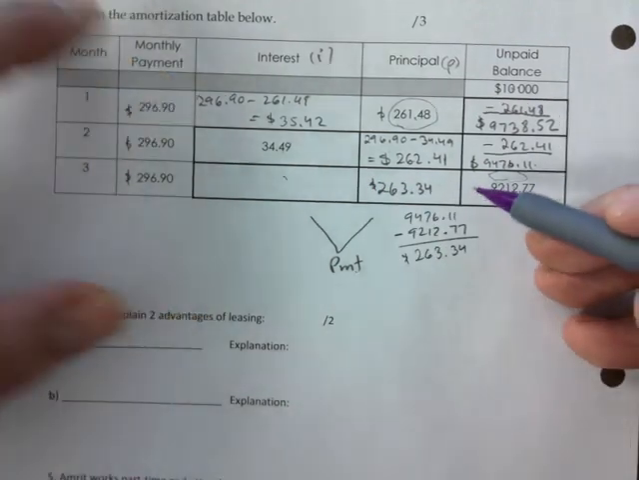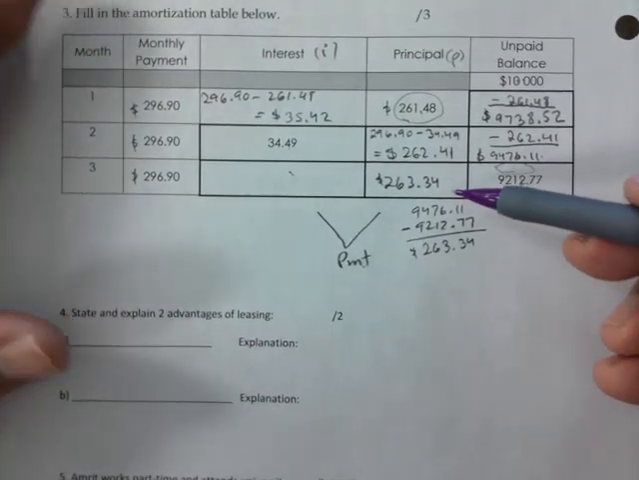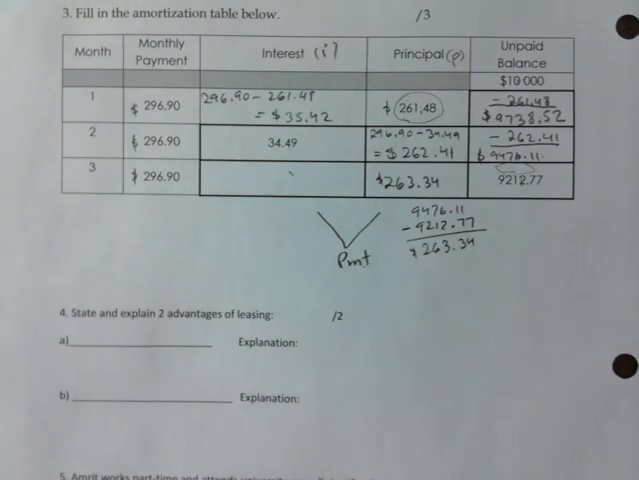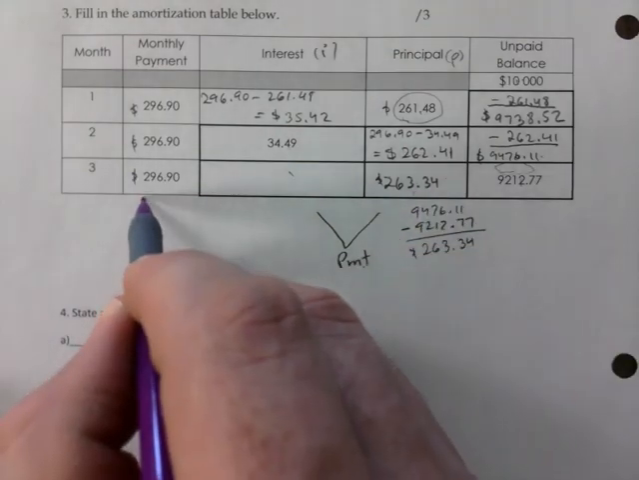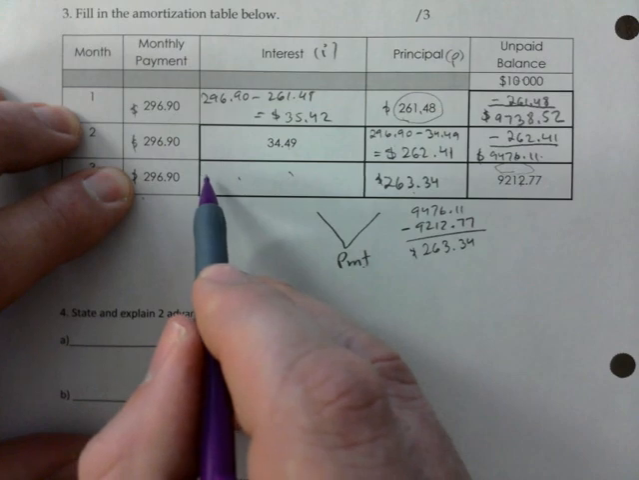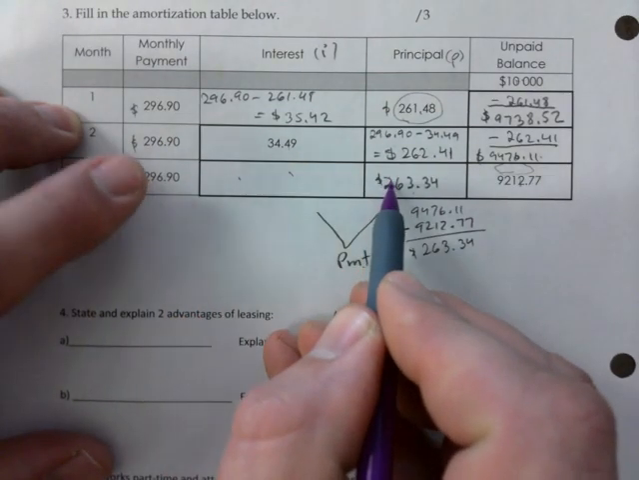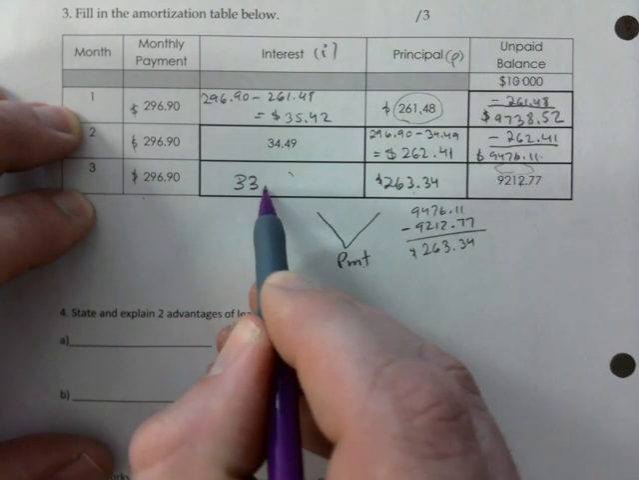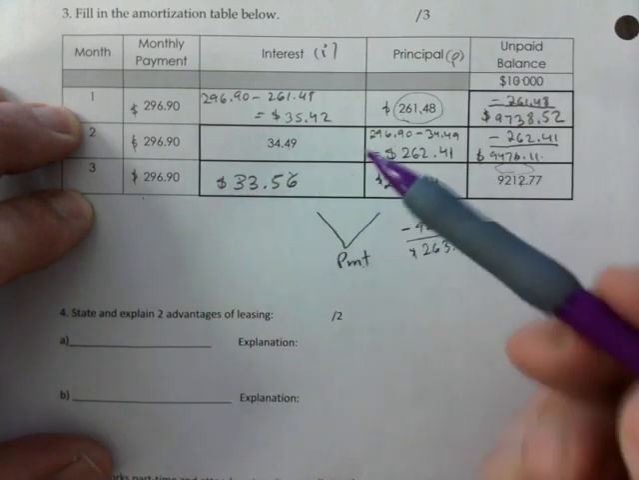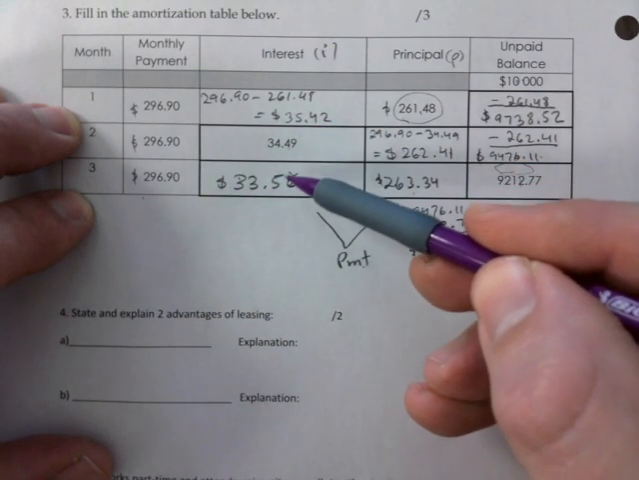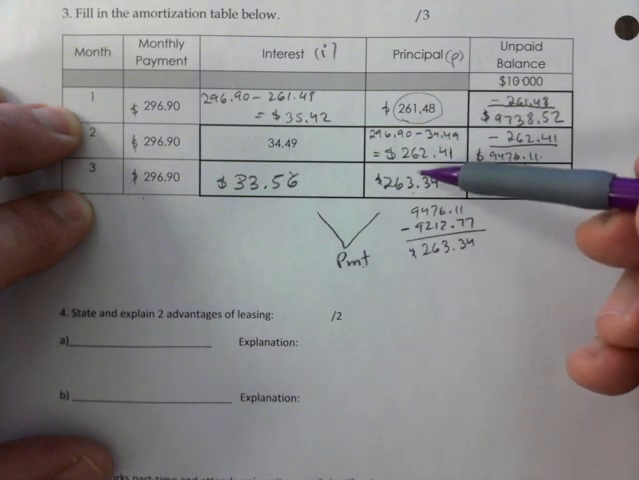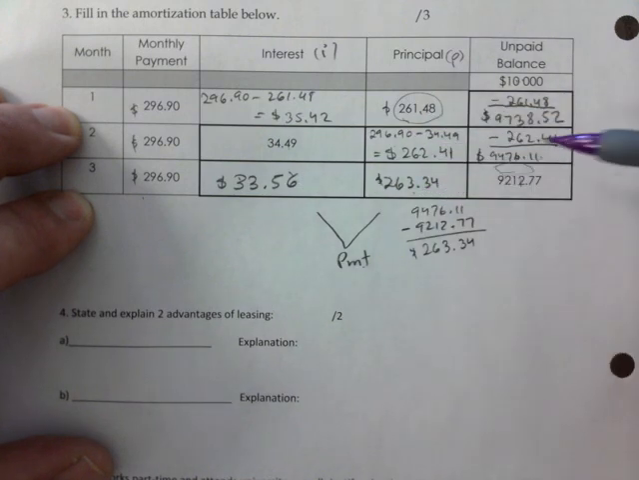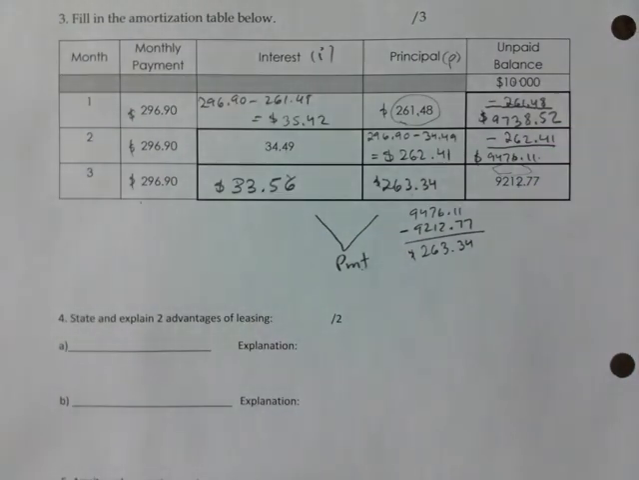So I will ask you for work on a test, but I will give you space to do it, either on the side or somewhere, because I want to see how you got that number. And once you've got the principal and the payment, you got your interest, right? And so if you subtract these two, you get 33.56. And we see that slowly the interest is going down, slowly the principal is increasing. And our unpaid balance, of course, we're hoping that that would go down over time.